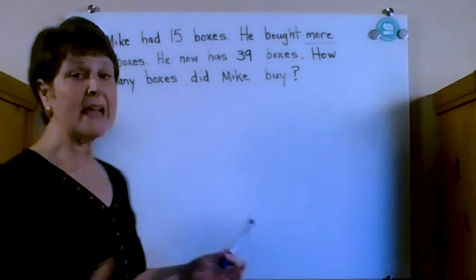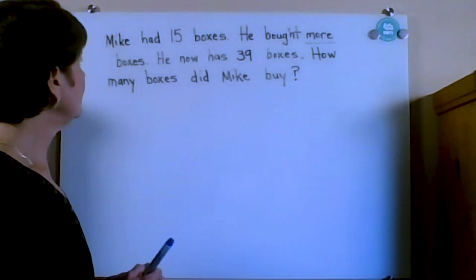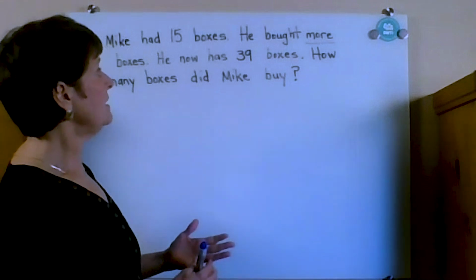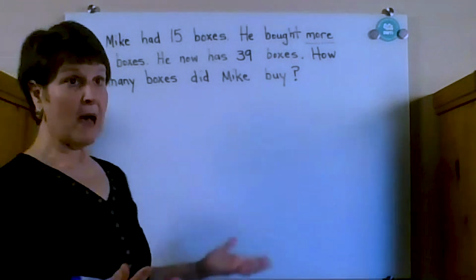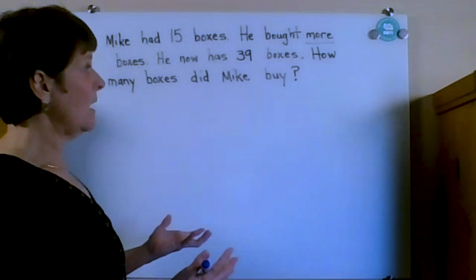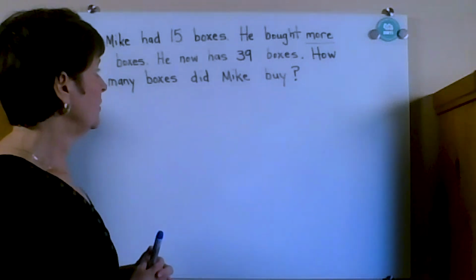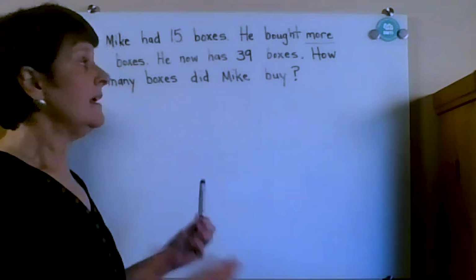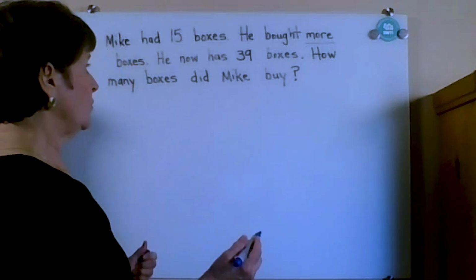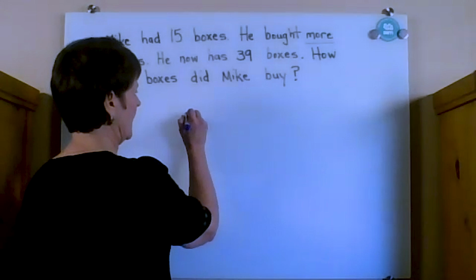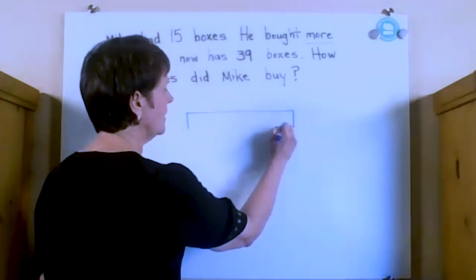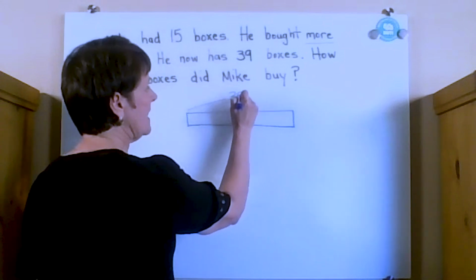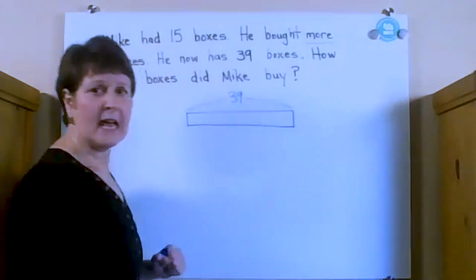So first of all, I might ask the students, okay, what do we see in this problem? They will tell me that Mike started with 15 boxes. He bought some more. We might say, do we know how many more? Nope, that's what we're trying to figure out. Do we know Mike's total number of boxes? And that's when they will say, oh, we do know the total number of boxes. That's 39.